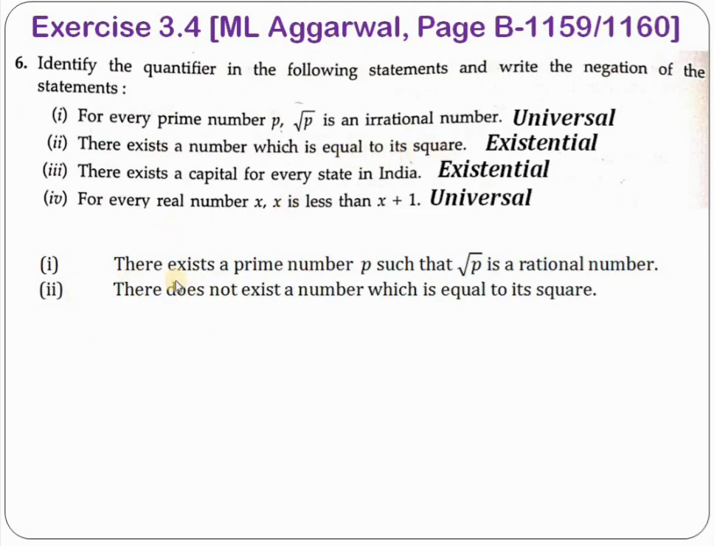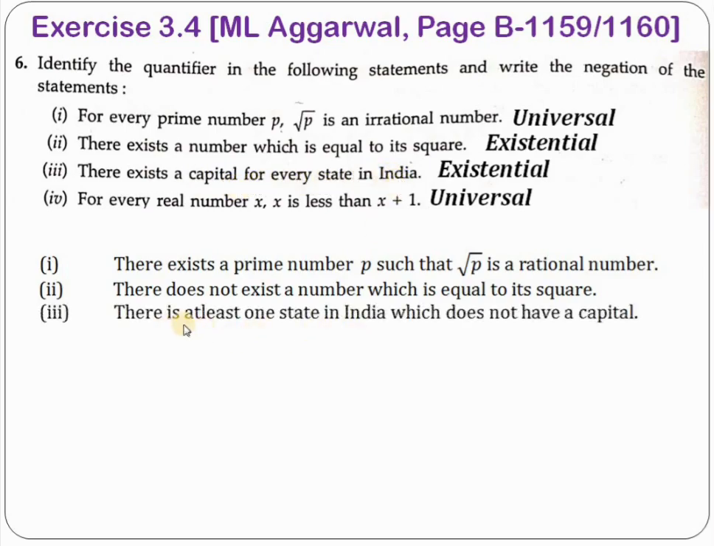Okay, so the negation of this can be written in this way. Okay, so next is there exists a capital for every state in India. Okay, so there is at least one state. Again, the existential is there, converted this into universal. So this says there exists at least one state which does not have a capital.